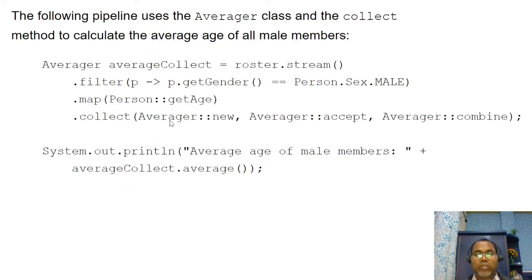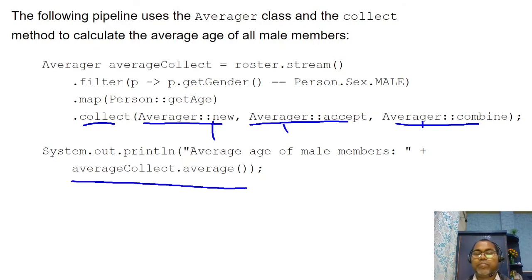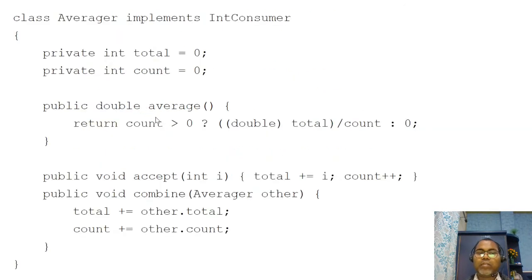So manually, we have to use the collect function, then you have to pass your supplier, then your accumulator, then your combiner. Manually you can write these classes and get the average. So let's write it manually, then think about how to use the inbuilt functions. For that, first we have to write our own class that implements this consumer interface and provides your average logic.